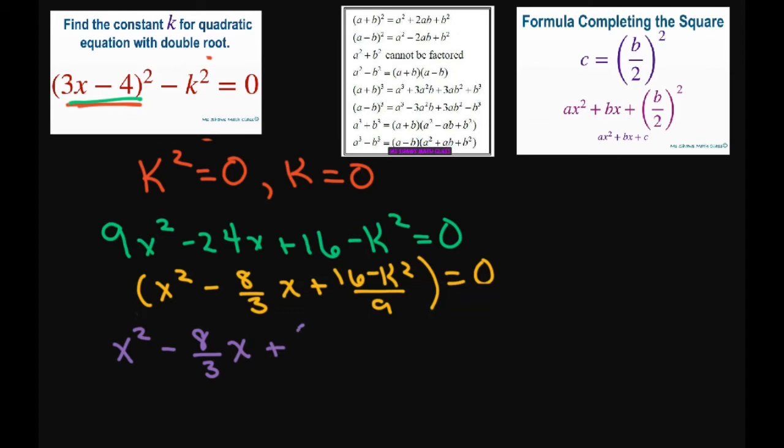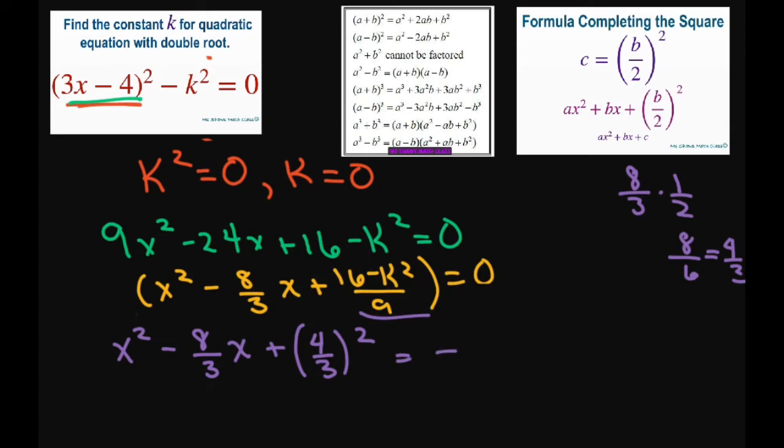And then to complete the square, you're going to take half of 8 thirds. So half of 8 thirds, that means you multiply it by 1/2. This is going to give you 8/6, and that's going to equal 4 thirds. So you have 4 thirds squared. And I'm going to go ahead and move this on the other side. This gives you negative (16 minus k squared) divided by 9. I'll go ahead and put this in parentheses there.